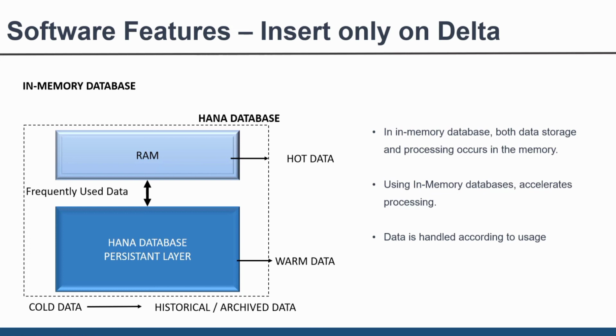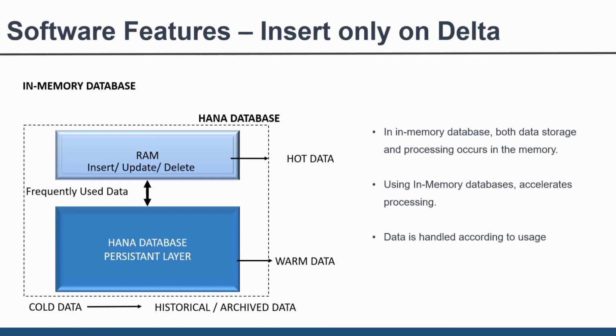However, suppose a user has started working on a particular sales order and that sales order data is treated as frequently used data or hot data, and this hot data has been loaded into RAM. Now the user has started changing that sales order data. The user may change the data, delete the data, or add data. So what will happen in that case? Where will the change be recorded? Will it happen in RAM or in the persistent layer?